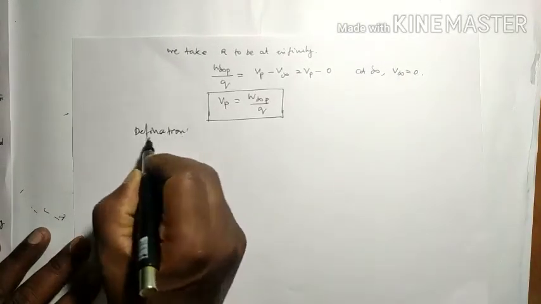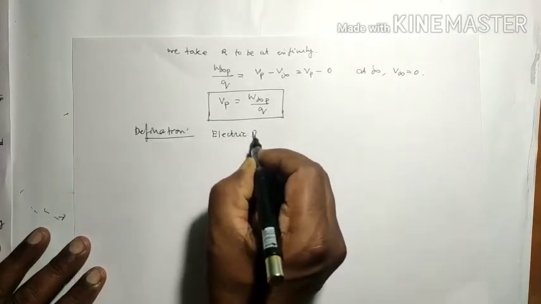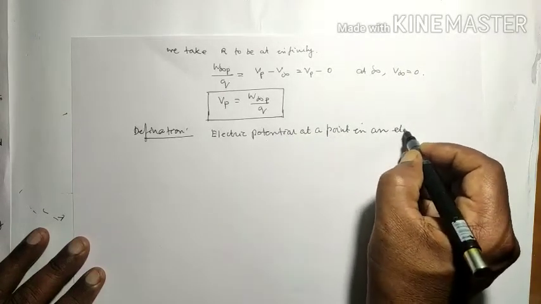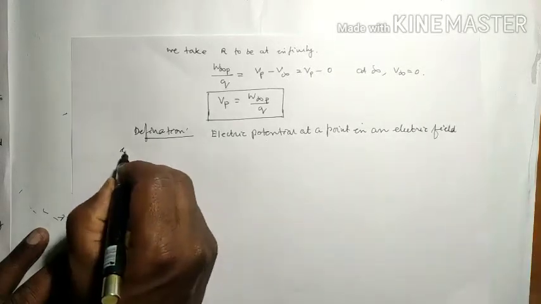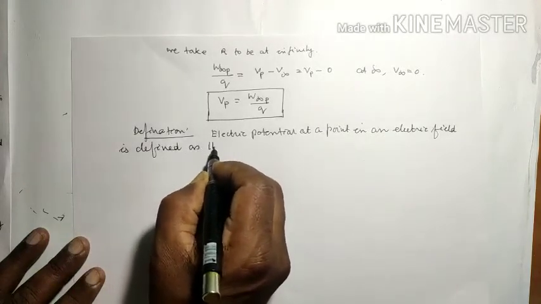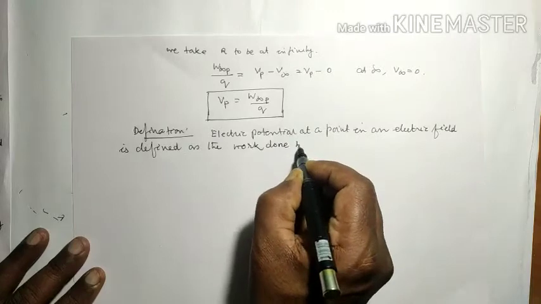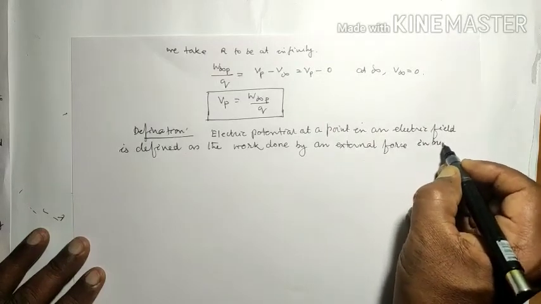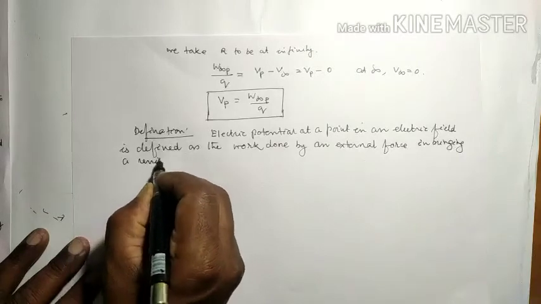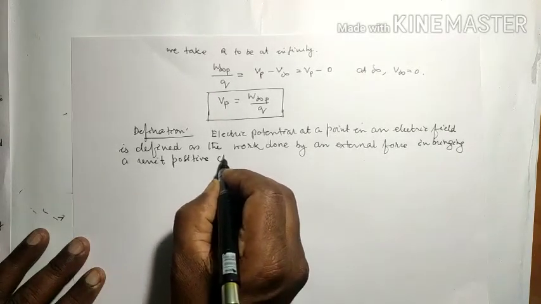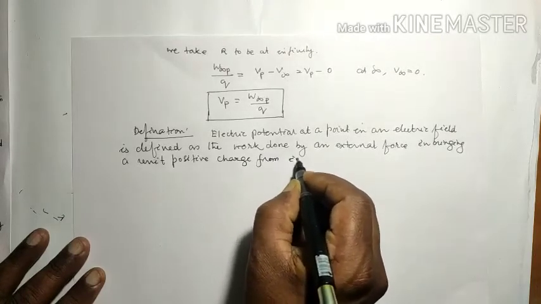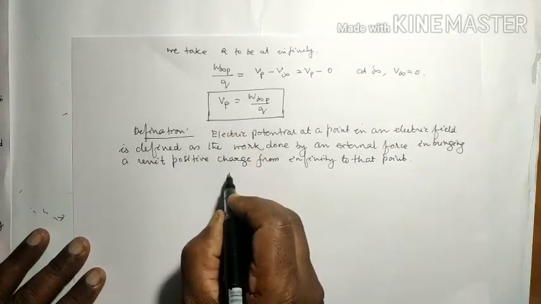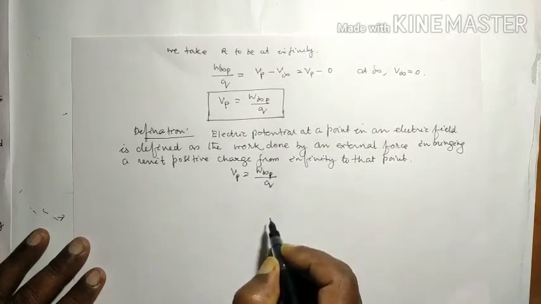So definition: electric potential at a point in an electric field is defined as the work done by an external force in bringing a unit positive charge from infinity to that point. So Vp is equal to W infinity P by Q.